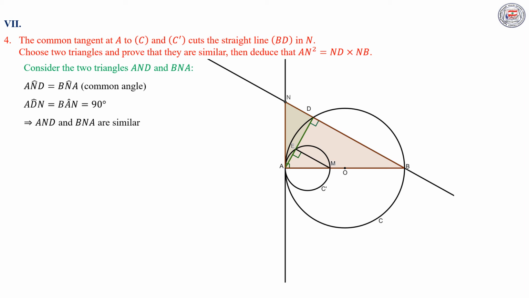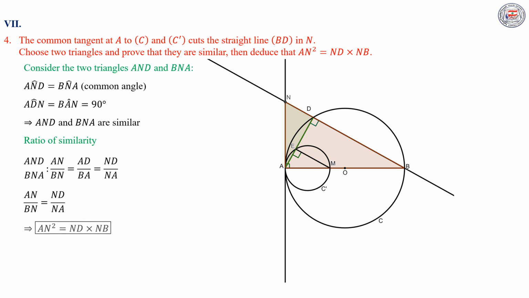We still have to deduce that AN squared equals ND times NB. We have to use the ratio of similarity. We put the two triangles AND and BNA. We have AN over BN equals AD over BA equals ND over NA. If we take the two ratios AN over BN equals ND over NA, and if we make a cross multiplication, then we get AN squared equals ND times NB.